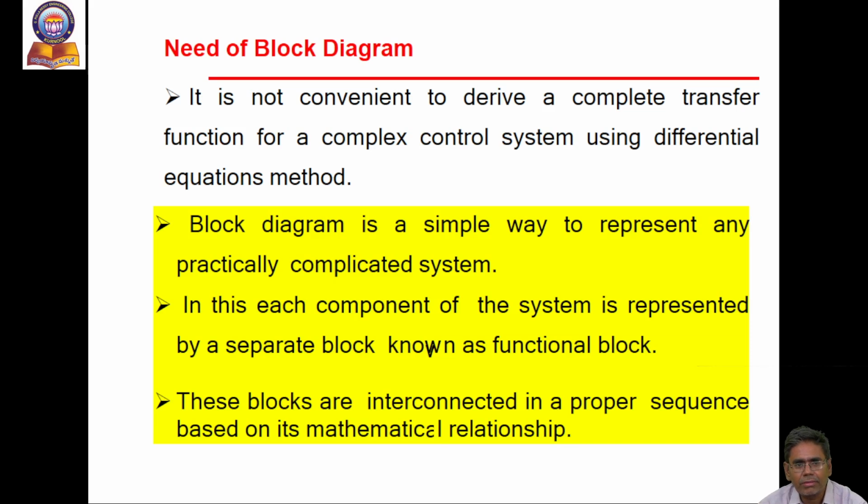Need for a block diagram. It is not convenient to derive a complete transfer function for a complex control system using the differential equation method. A block diagram is a simple way to represent any practical complicated system. Each component of a system is represented by a separate block, known as a functional block. These blocks are interconnected in proper sequence based on their mathematical relationship. That is the necessity of a block diagram.